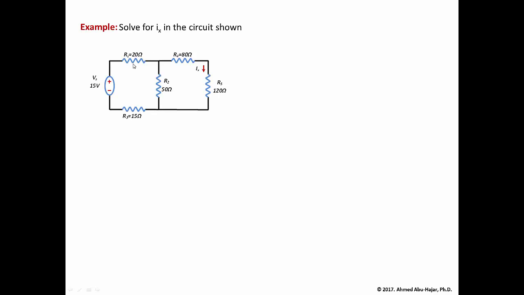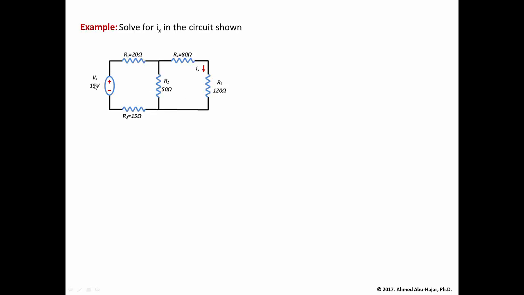So this resistor R1 has a magnitude of 20 ohms. This is R2, which has a value of 50 ohms. This is R3, which has a value of 15 ohms. R4 is 80 ohms, and finally R5 is 120 ohms. So all the resistor values are given to us, and so is the source value.